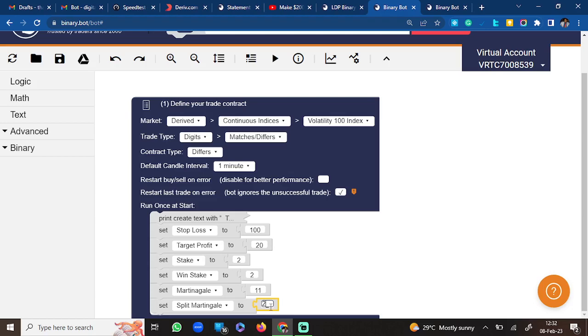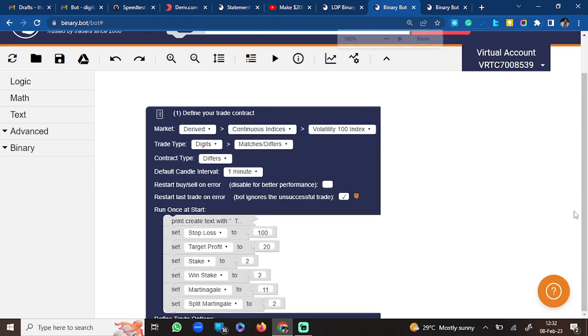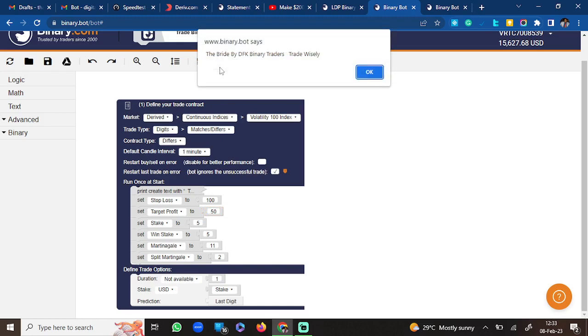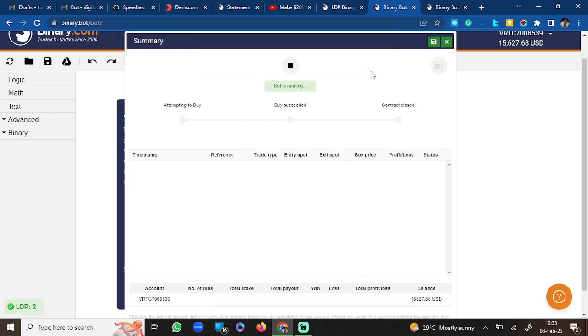Now, since this is a virtual account, the reason I'm going to use a small stake is that I want to give myself a feeling of what would happen if it was a real account with maybe $100. So stake based on how much you have in your account. If you have $100, you can stake $5. Let's use $5. Let's make our target $50 and see how much time we're going to use to make our $50. This is a virtual account, don't be mistaken.